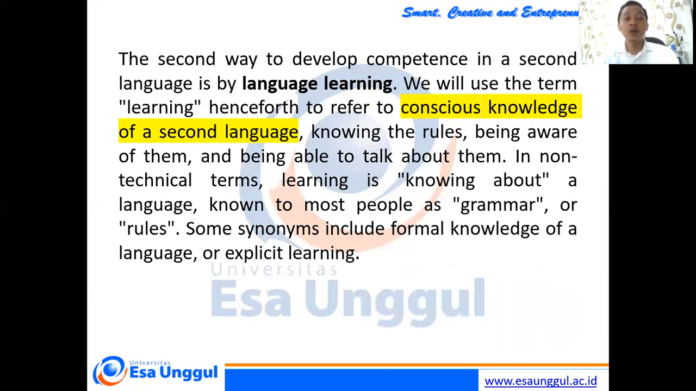Meanwhile, language learning is a conscious process. It refers to conscious knowledge of a second language: knowing the rules, being aware of them, and being able to talk about them. This is language learning.